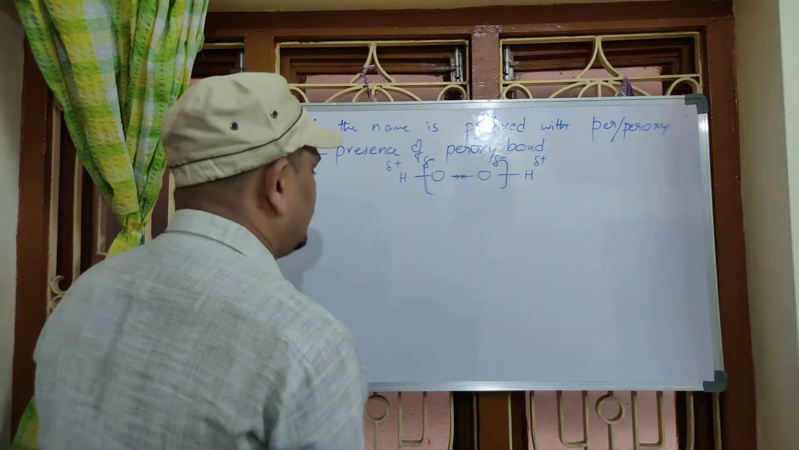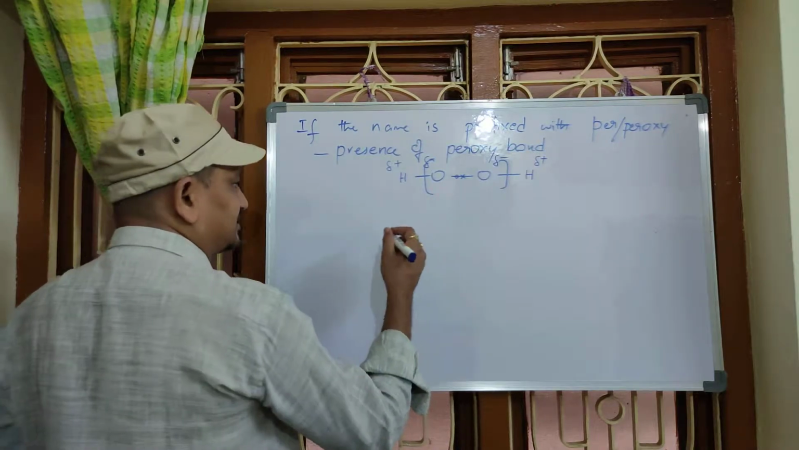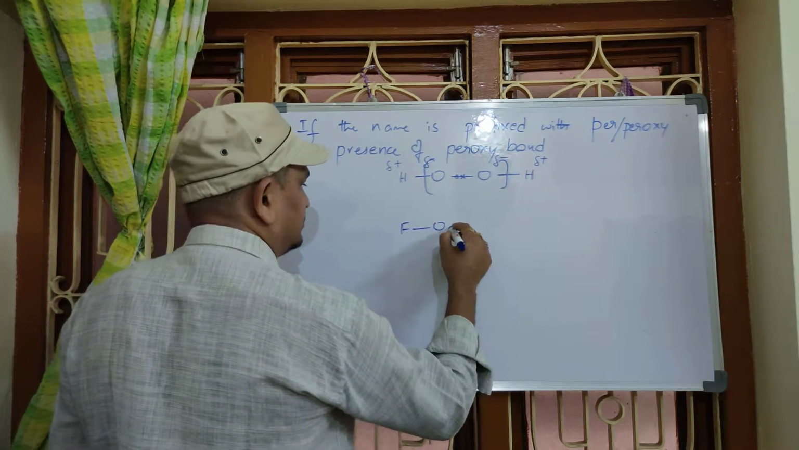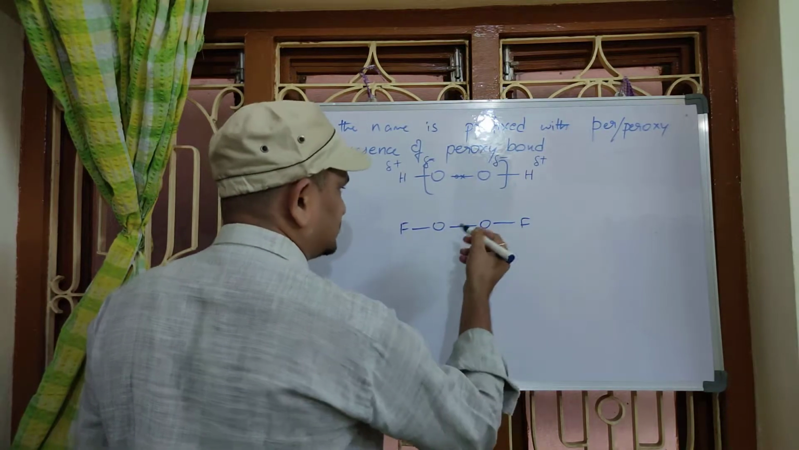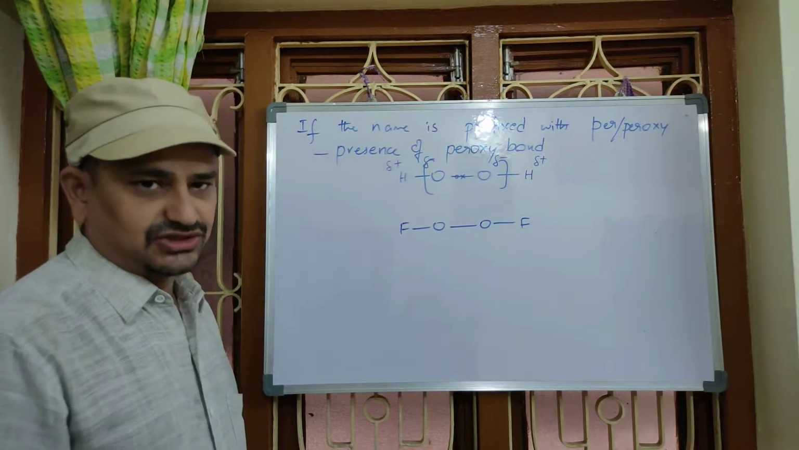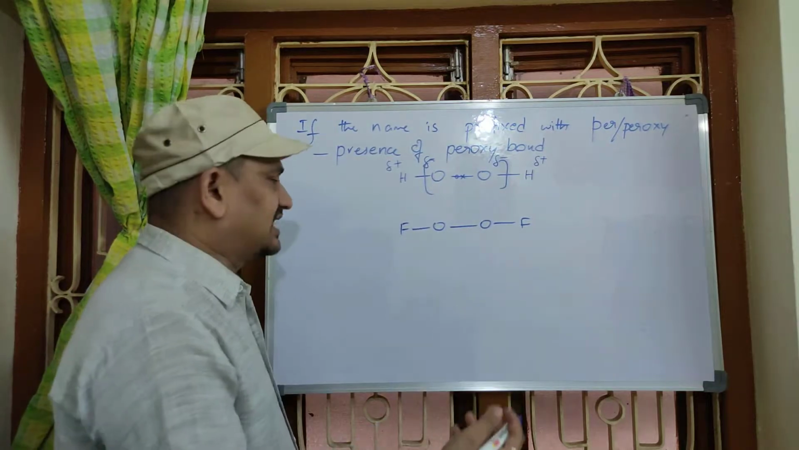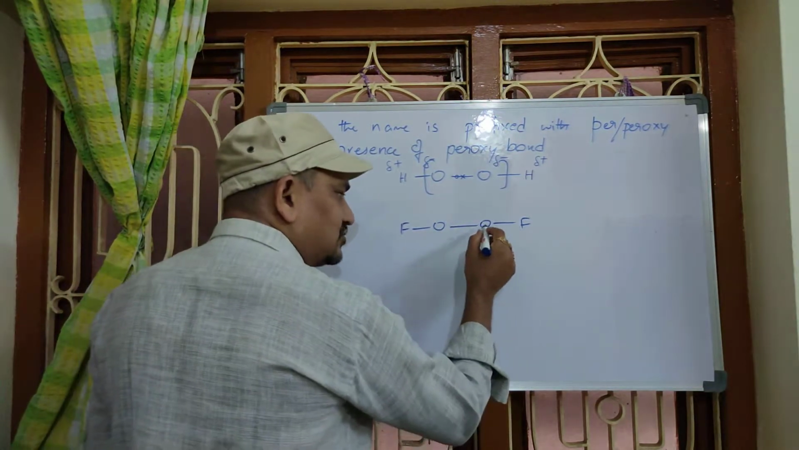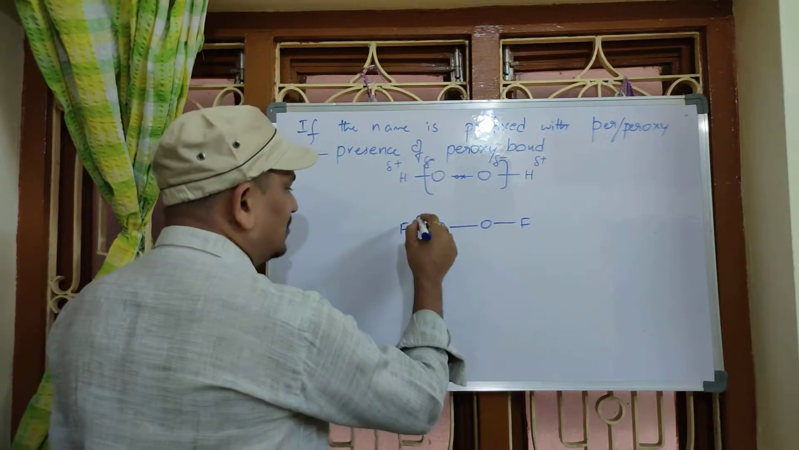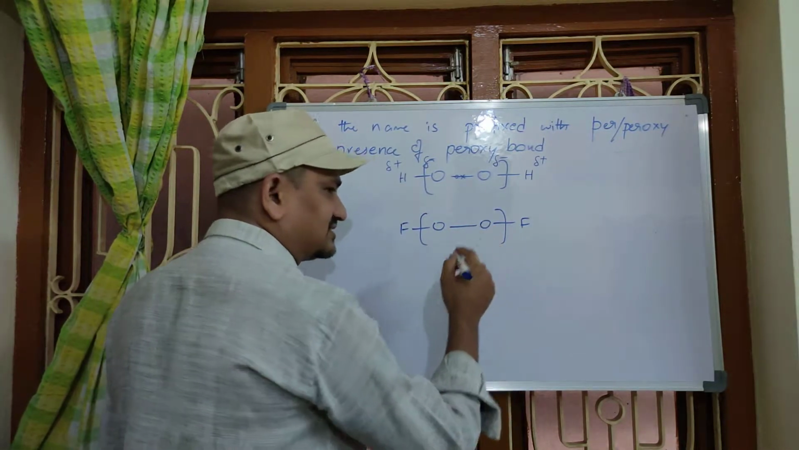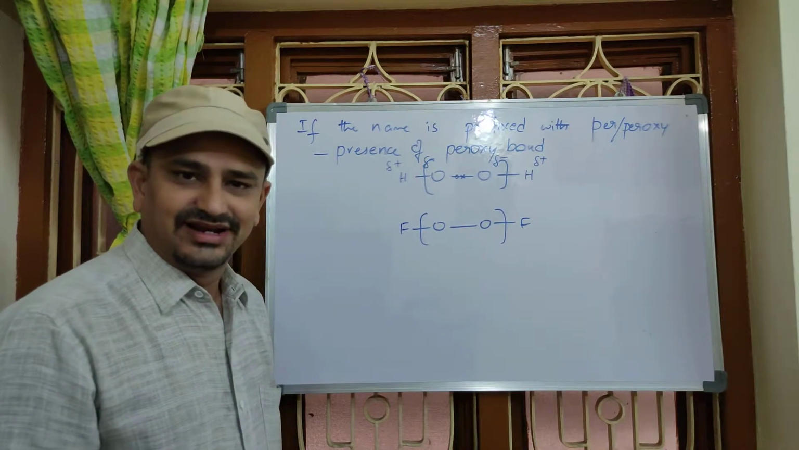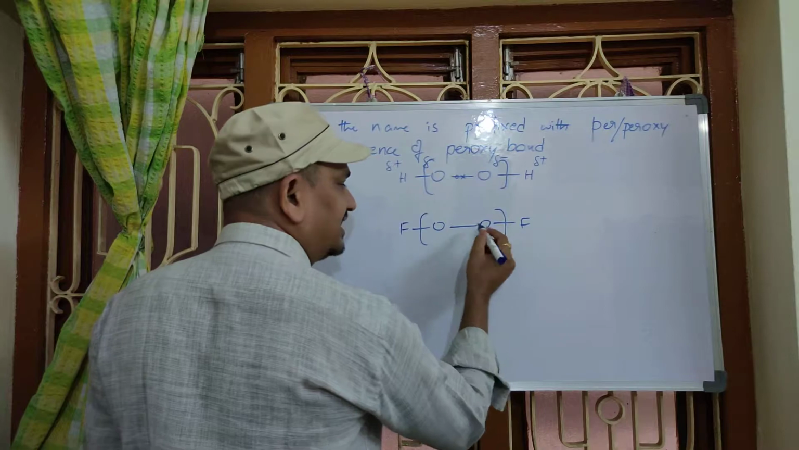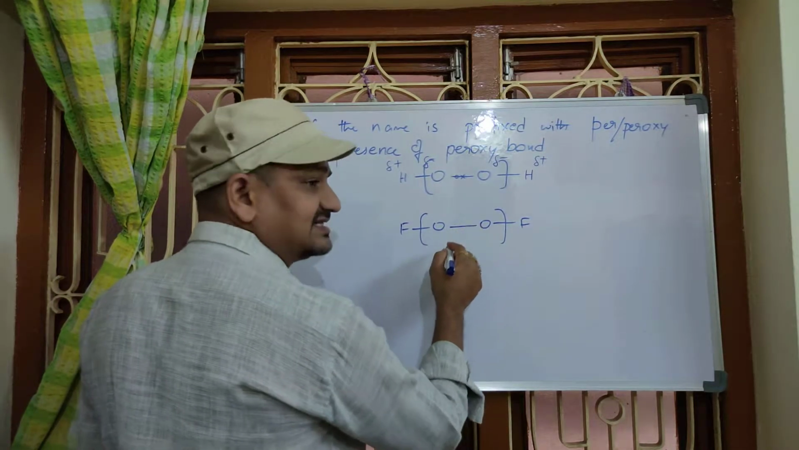Understood? We have another case. Suppose F2O2. Of course, they have an open book-like structure, so we'll discuss that in the next classes. For our convenience, I am explaining in a simple manner. This is also a peroxy bond. Here also, O single bond O is called a peroxy bond. Right? Now, in this case, the O-O bond is not polarizable. So we cannot polarize this bond.